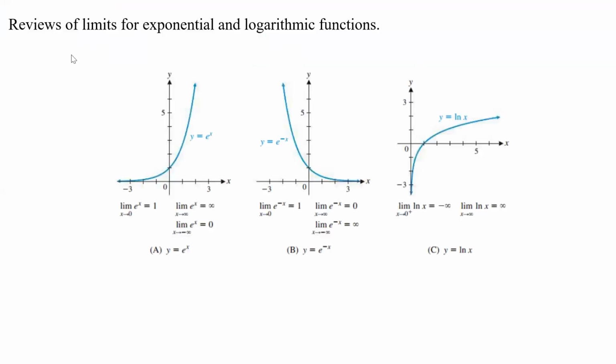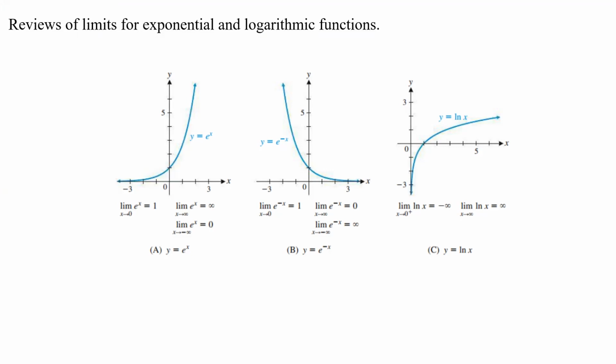All right, so guess what? We have some more things. We have to look at exponential and logarithmic functions as well. So here we have e to the x, here we have e to the negative x, and here we have ln of x. And so, the limit of e to the x is going to be equal to 1 when x goes to 0. That's where it equals here.